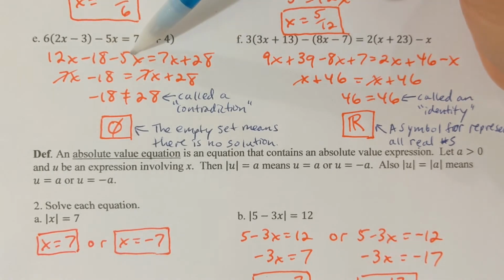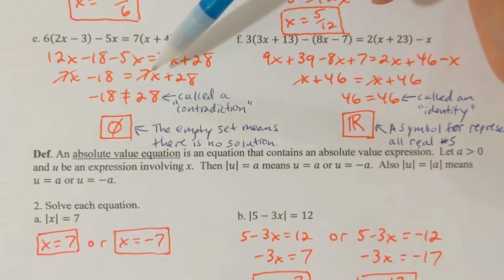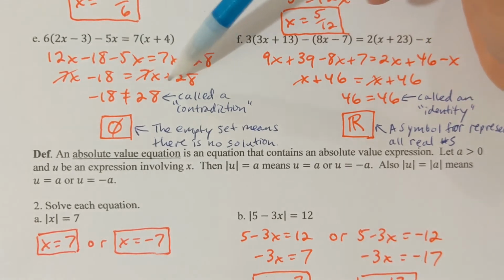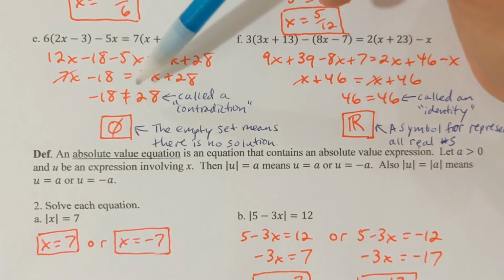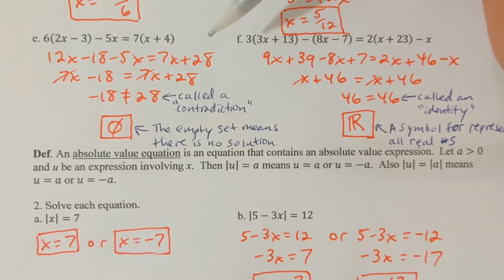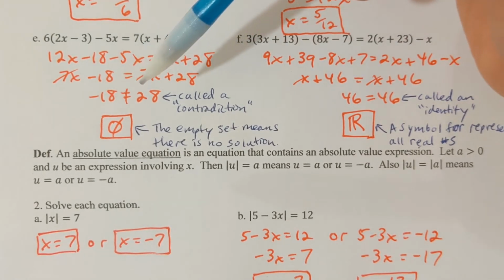Combine the like terms there. 12x minus 5x is 7x. If we subtract 7x from both sides, then those terms are gone, and that's going to leave you with negative 18 equals 28. Of course, negative 18 does not equal 28. That's false. But x was eliminated completely, and we ended up getting something that's false.